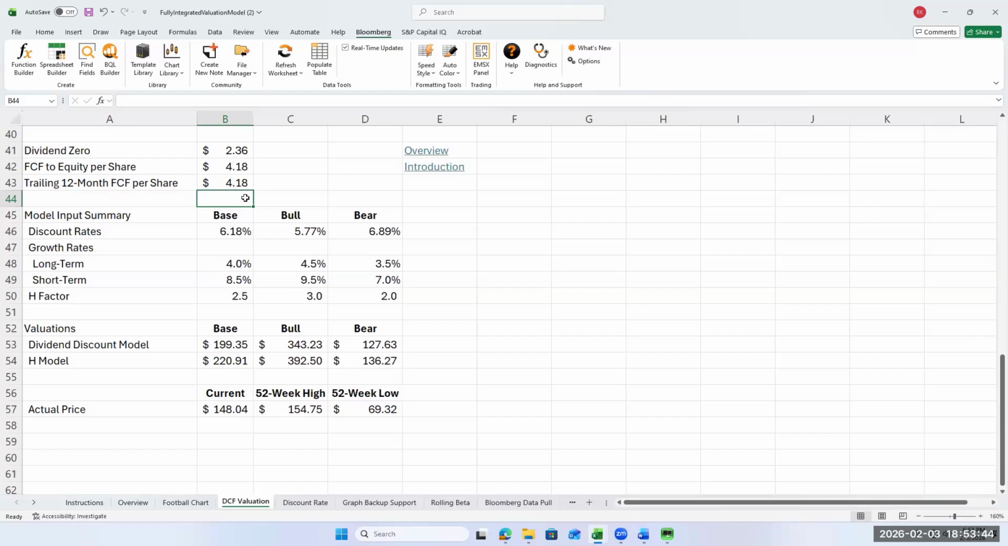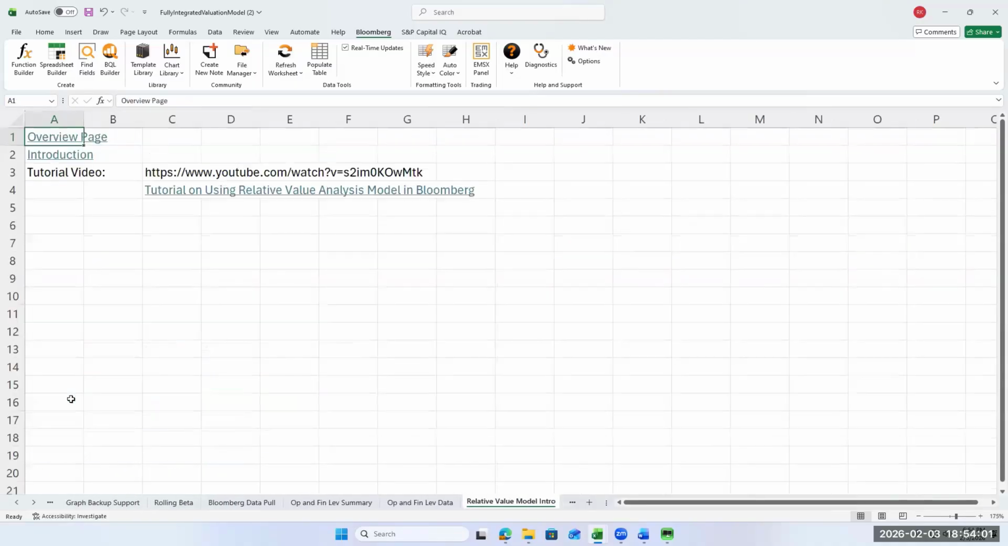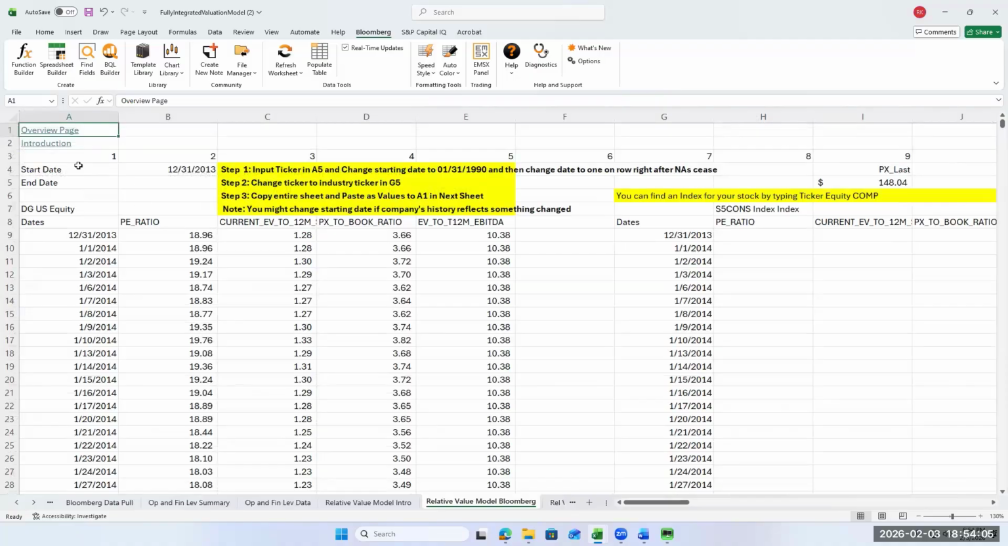The third thing you're going to do is relative value. This one's set up really, really well. You go back to the introduction, you see you have relative value model there. So the overview, you can click on it. There's a tutorial that helps you with it. It's already set up and it's already running the data.